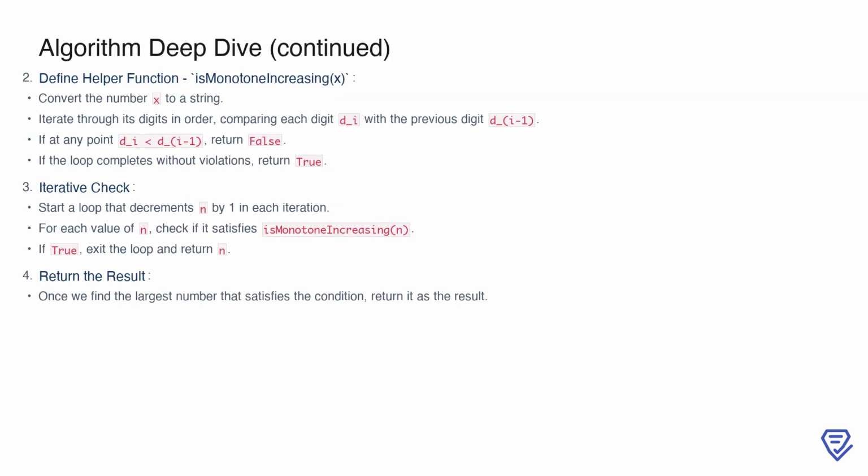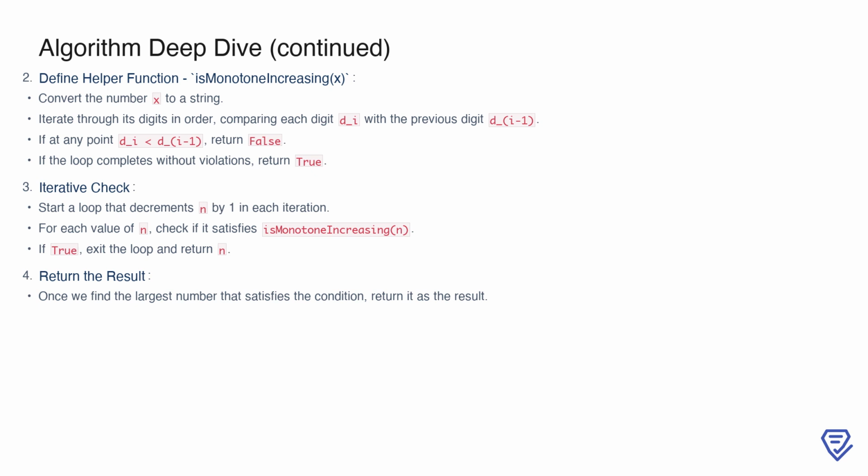The helper function is monotone increasing is central to this approach. To define it, we first convert the number x to a string so that we can easily access and compare its digits. Then, we iterate through the digits in order, comparing each digit with the one before it. If we find any digit that is smaller than the previous one, we immediately return false, as this violates the monotone increasing property. On the other hand, if the loop completes without encountering any violations, we return true, confirming that the number satisfies the condition.